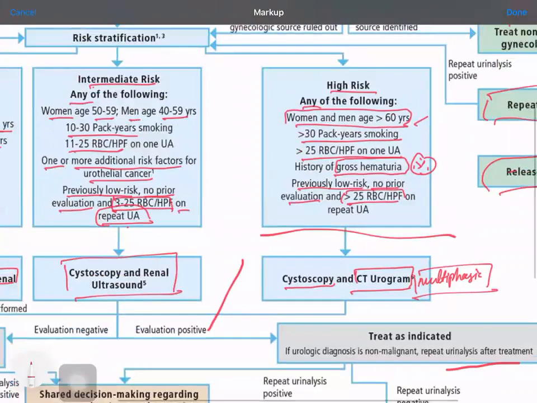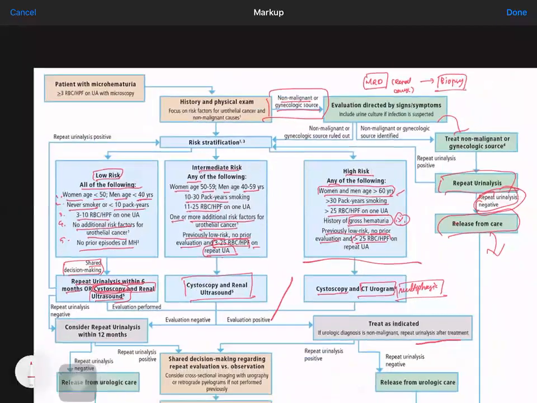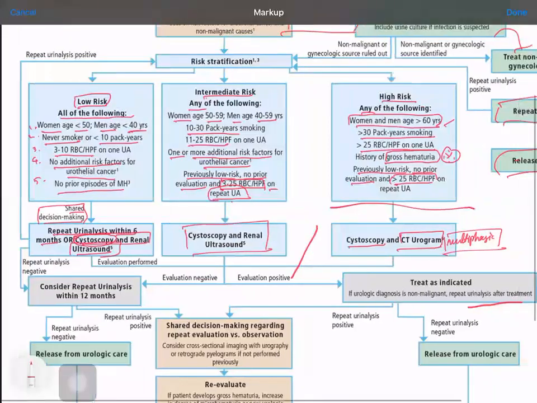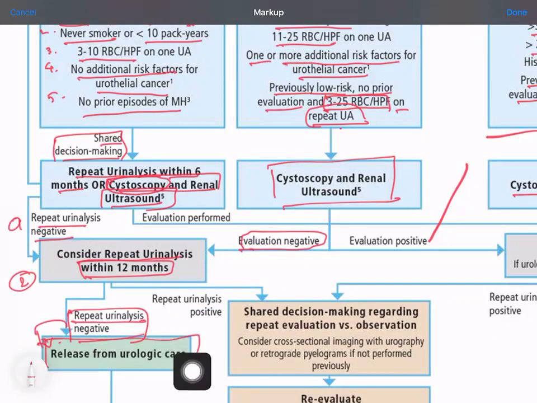Previously, CT urogram was the investigation of choice for ruling out all types of genitourinary malignancy. Now they have stratified the patients, and according to the risk, they are going for evaluation. And we have evaluated the patient. For a low risk patient, if the evaluation is negative and the repeat urine analysis is negative, we can consider another urinalysis sample within 12 months. If that is also negative, we can release the patient from care. So here they are doing two samples. If the first is negative and the second is negative, they can be released from care.